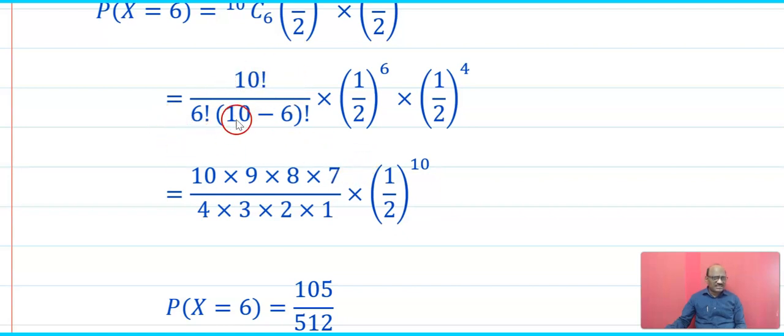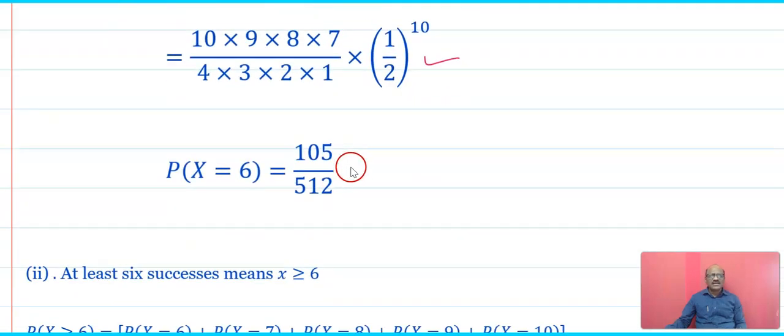That is, the upper and the lower 6 will cancel, because they get cut. 10 into 9 into 8 into 7, the lower 6 and the upper one get cancelled. 10 minus 6 means what? It is a 4. 4 into 3 into 2 into 1, and (1 upon 2) raised to 10. And if you simplify it, then you will get P of capital X is equals to 105 upon 512.